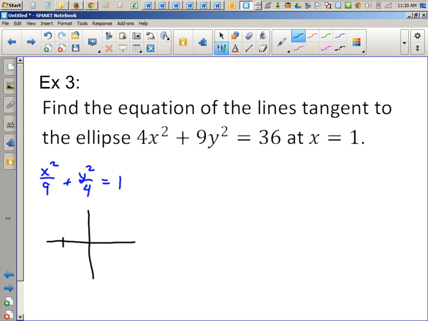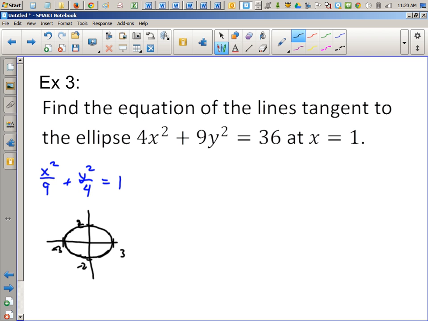The x-intercepts are -3 and +3. The y-intercepts are -2 and +2. And here's your ellipse. It's a little wider than it is tall, you know. And that's because your x has the larger denominator. Okay, so what was this question asking us to do?